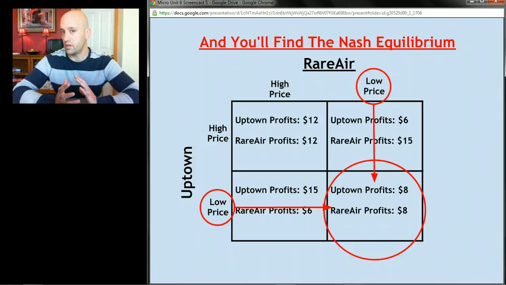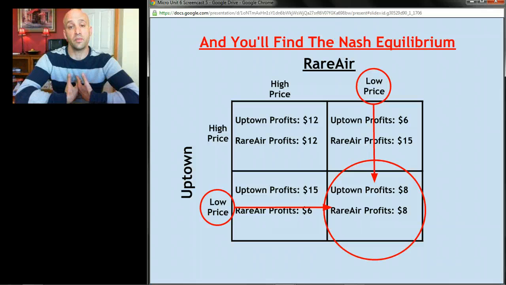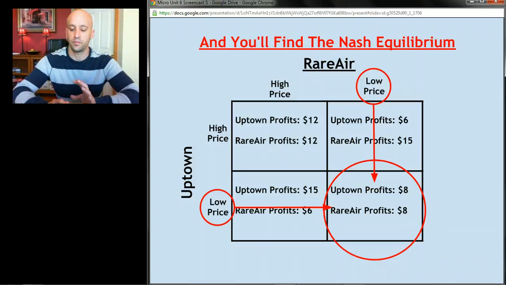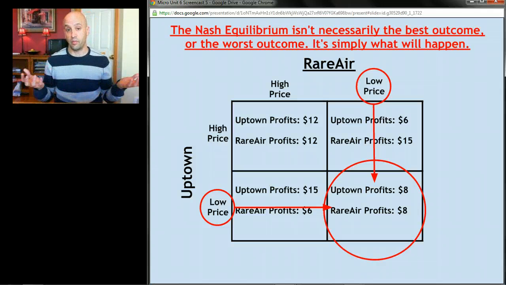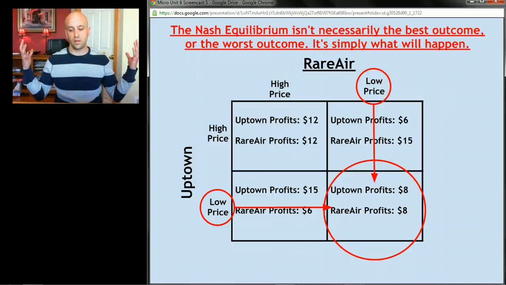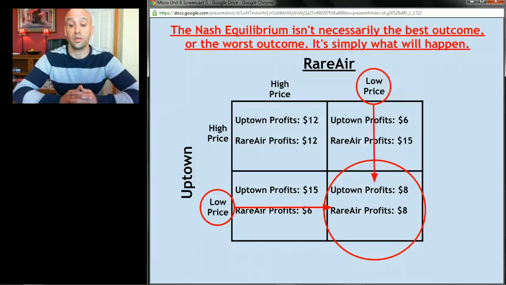We don't need the government to do anything. We don't need to force them to do anything. Self-interest, the invisible hand type force that just leads them to try to maximize their own well-being, is naturally going to lead them to this bottom right box. So the Nash Equilibrium isn't necessarily the best outcome, and it's not the worst outcome. It's simply what's going to happen. That's what equilibrium means. Equilibrium doesn't mean necessarily good or bad. Equilibrium simply means this is the state that things are going to wind up in if people follow their self-interest and try to maximize their own utility and profits.